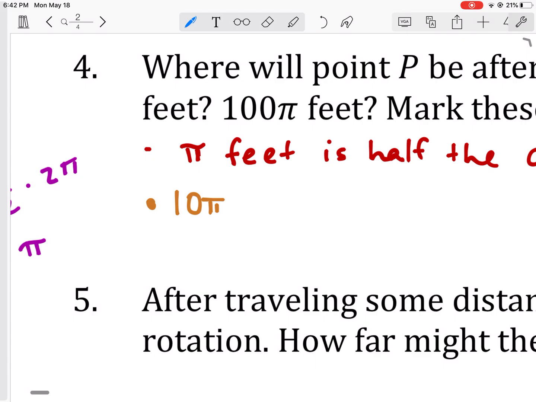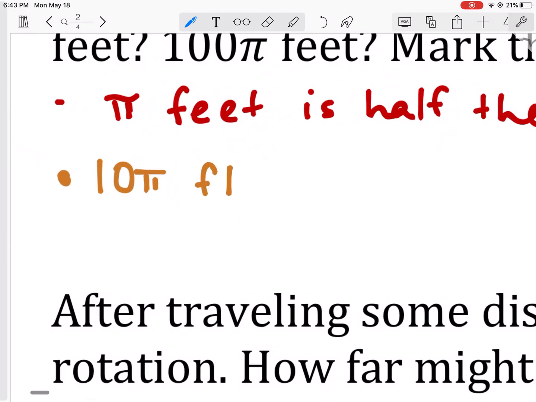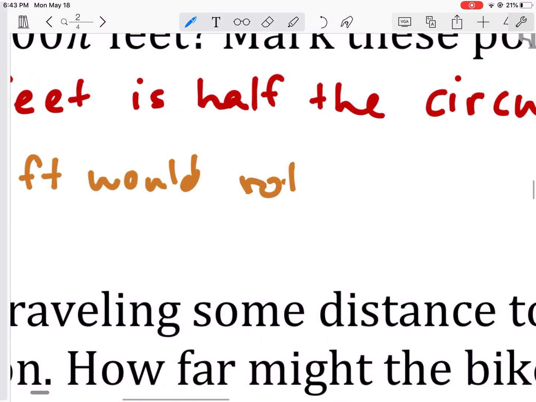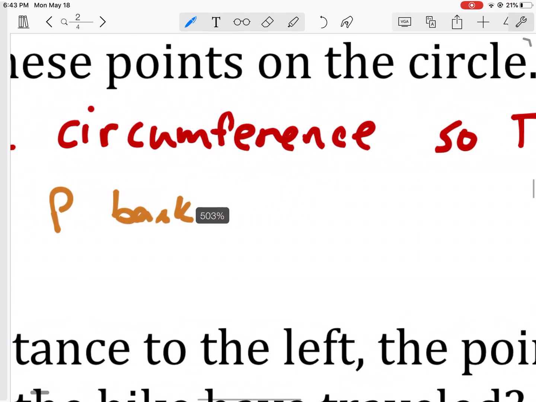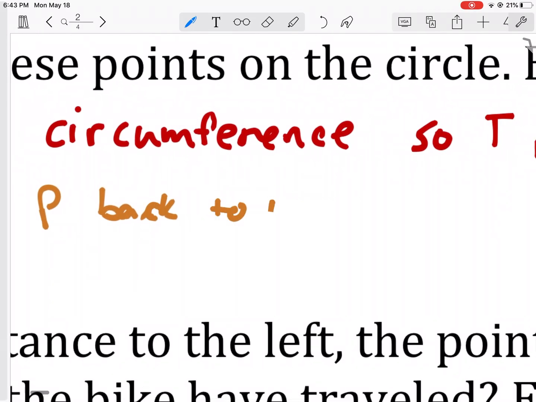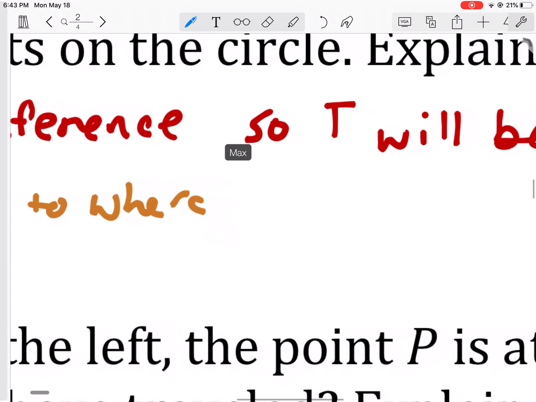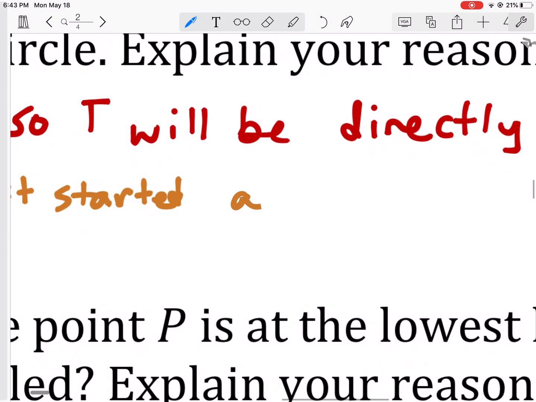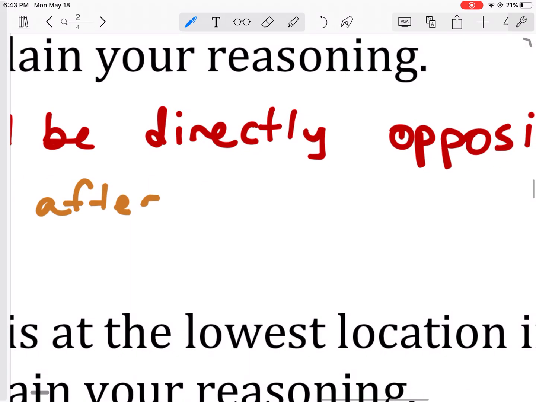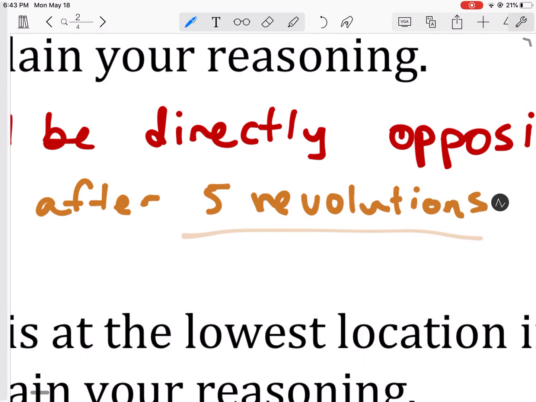So 10 pi feet would rotate P back to where it started, but after 5 revolutions. So the wheel would revolve 5 times.